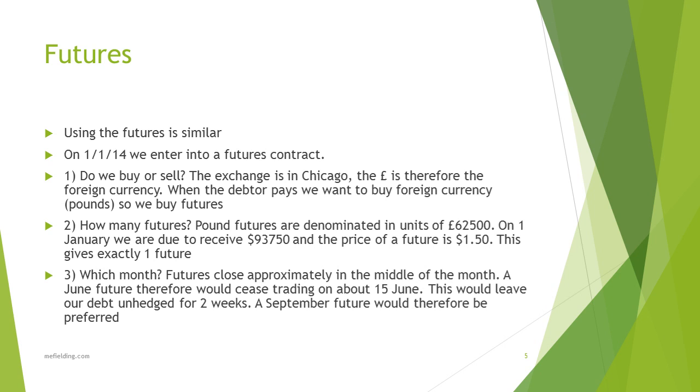So therefore, for a perfect answer, particularly if this is an exam, you'd probably recommend taking a September future. There is a golden rule to this. You want the future which closes first after you receive or pay your money. So in this case, if it was an exam question, you'd want a September future. If it was real life, you'd probably take the June and just risk 2 weeks. For the exam, take September.